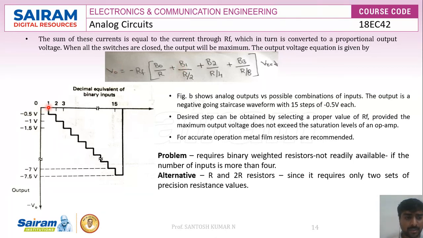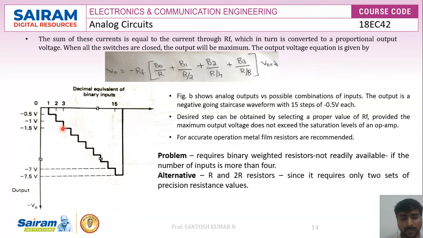When B0 is closed, we get 0.5 volts, and when B1 is closed, we get 1 volt. When both B0 and B1 are closed, that is 3, we get 1.5 volts, and so on up to 15. For 15, the maximum value is 7.5 volts. So for each step, you can see the voltage is increasing by 0.5 volts.